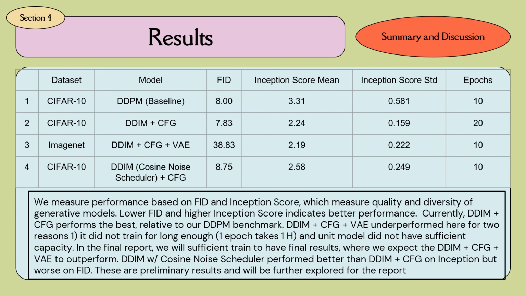Currently, DDIM plus CFG performs the best relative to our DDPM benchmark, and the DDIM plus CFG plus VAE underperformed here for two reasons. One, it did not train long enough, and two, the UNet model did not have sufficient capacity. In the final report, we will sufficiently train to have final results, where we expect the DDIM and CFG plus VAE to outperform. DDIM with cosine noise scheduler performed better than DDIM plus CFG on inception, but worse on FID. These are preliminary results, and we will be further explored for the report.